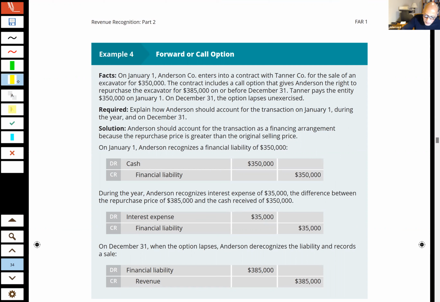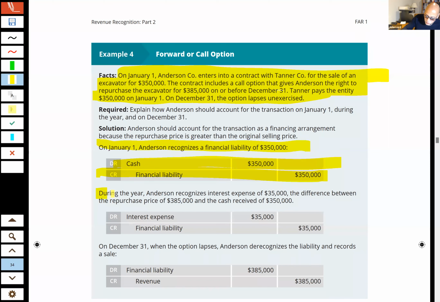On January 1st, Anderson Company enters a new contract for the sale of an excavator for $350,000. The contract includes the call option. I have the right to repurchase for $385,000. That's more than the $350,000, right? The customer pays the entity $350,000 on January 1st. On December 31st, the option lapses unexercised. So when Anderson gets the $350,000, they can't take revenue because they could potentially give that money back and repurchase the asset for more, the $385,000. Give money back plus another $35,000.